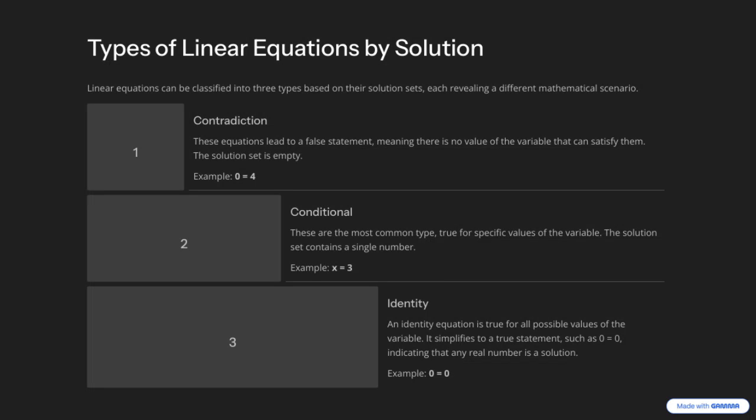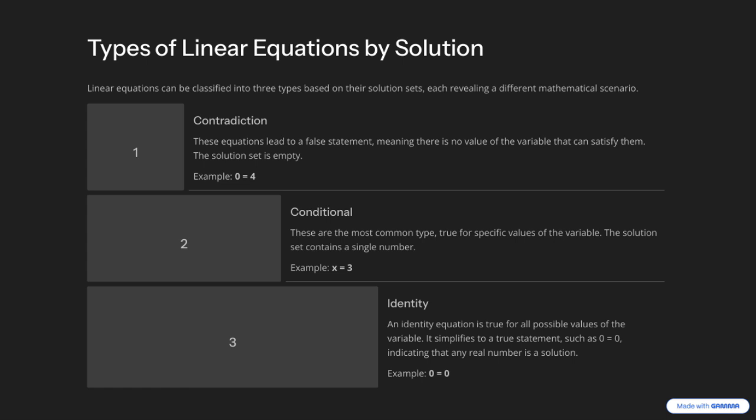Let's take a closer look at the three main types of linear equations based on their solution sets. First, we have identities. These are equations that are true for all possible values of the variable. For example, an equation like 0 equals 0 is always true, no matter what number you substitute in, meaning any real number is a solution.